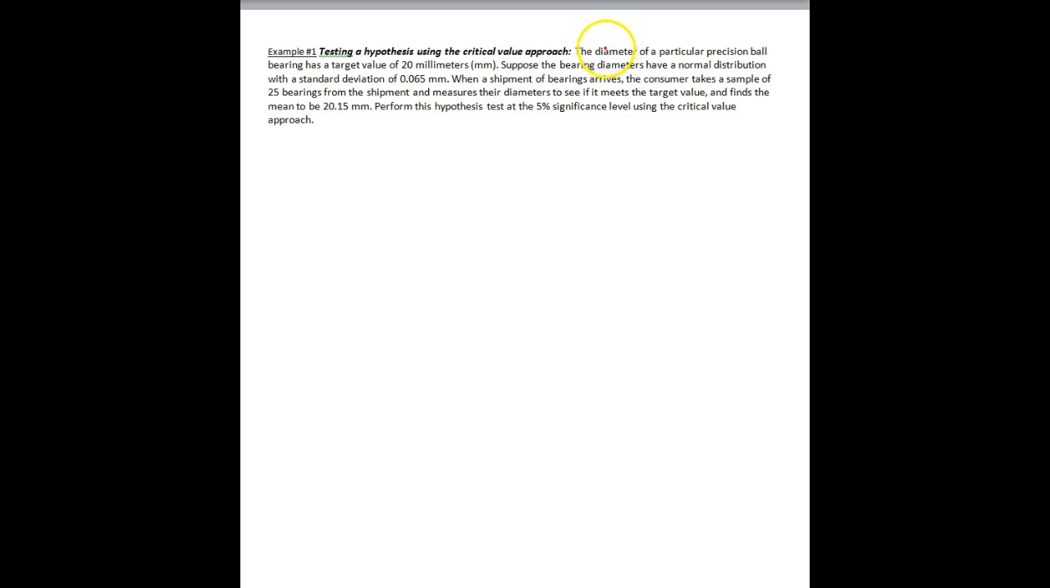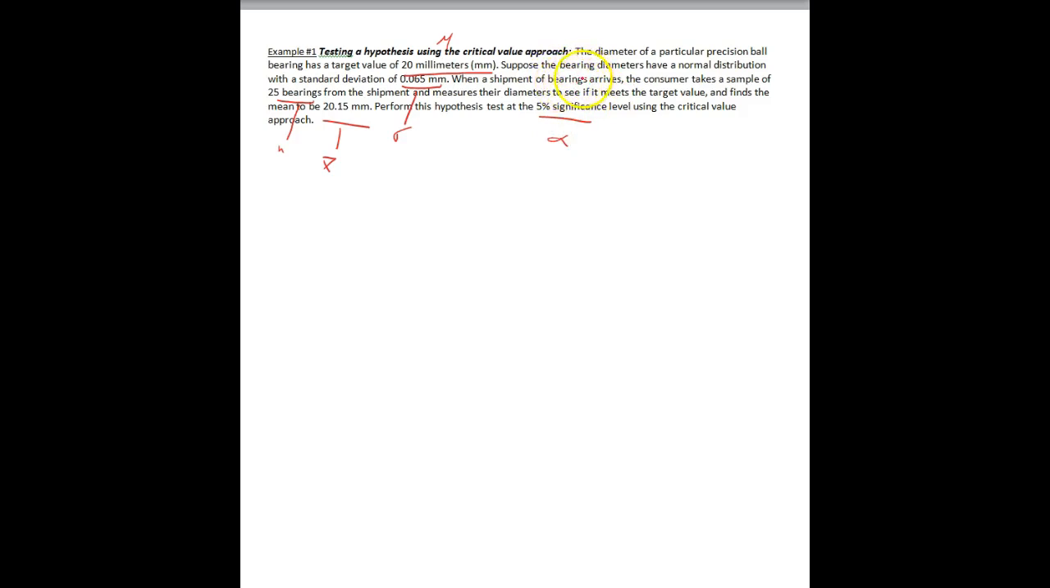Let's see. We have a standard deviation in there. The consumer takes a sample of 25 bearings from the shipment and measures their diameters to see if it meets the target value and finds the mean to be 20.15. So it looks like we have a mean here, because that's a status quo population characteristic. We have a status quo standard deviation, and we have an n value, n being the sample size. We have a sample mean, so x bar, and we have a level of significance, alpha.